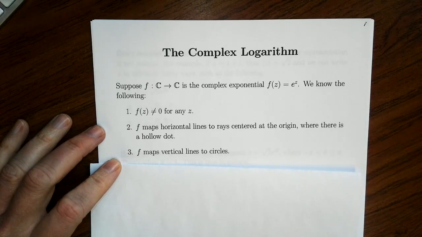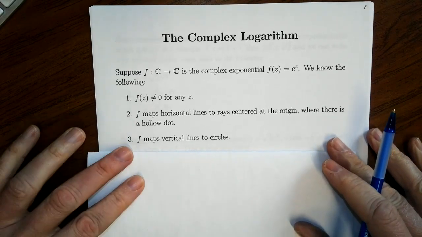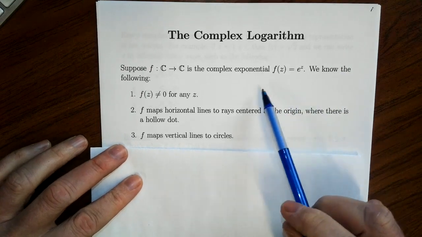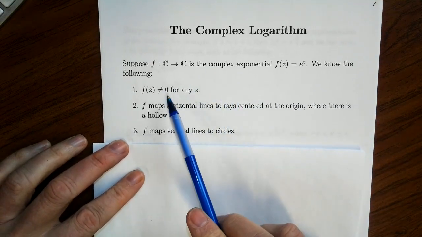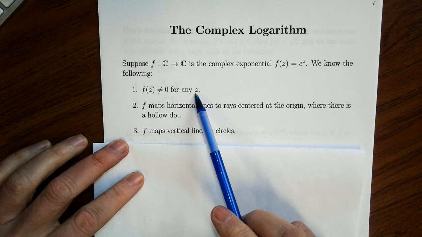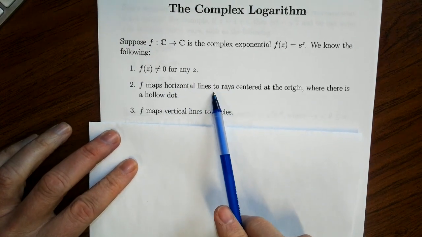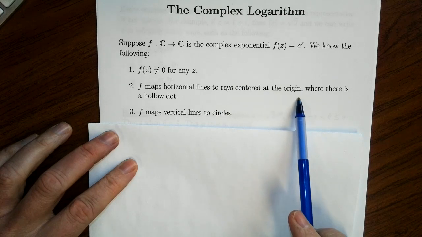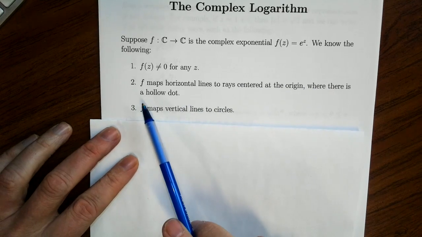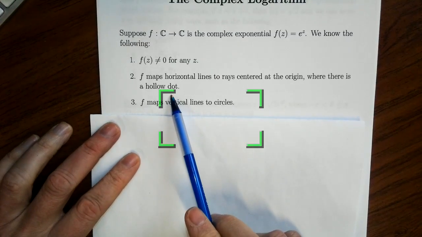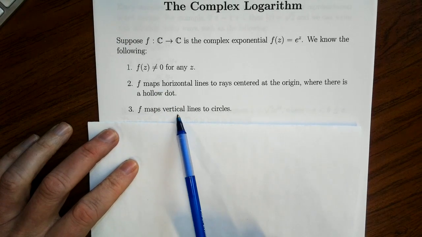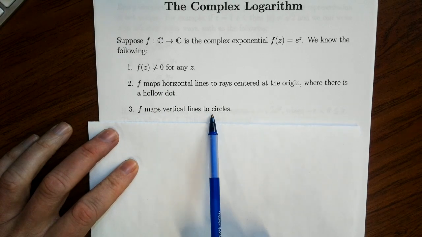Previously in class, we've talked about the complex exponential function. Just to review a few mapping properties, we know that the exponential function is never equal to 0. We know the exponential function maps horizontal lines in the complex plane to rays centered at the origin, and that at the origin there is actually a hollow dot. We also know that the exponential function maps vertical lines to circles.